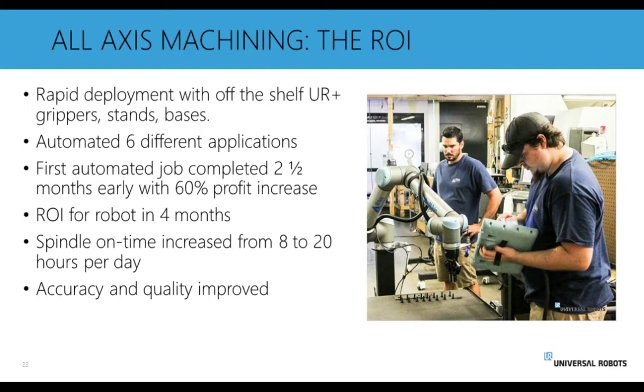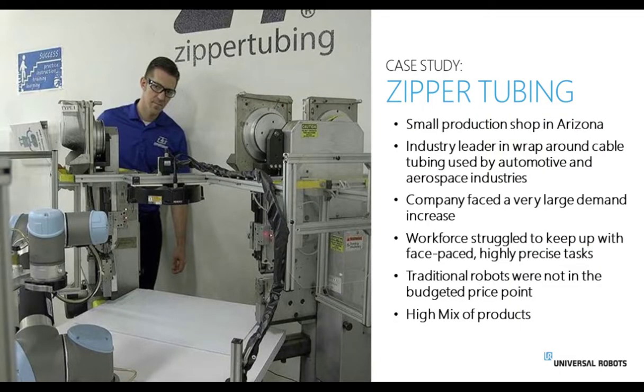Spindle time on their machines increased from 8 to 20 hours a day, and their accuracy and quality of their parts improved drastically. Now, one of the other interesting things about this is they have actually hired more automation engineers than operators since the implementation of this technology as they continue to scale their business because of the efficiencies gained.